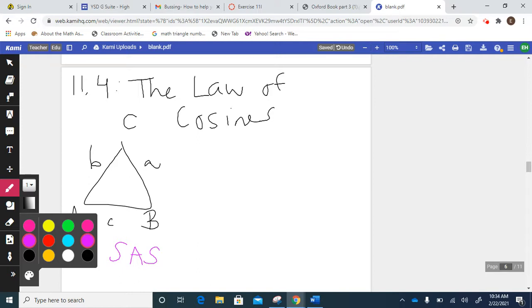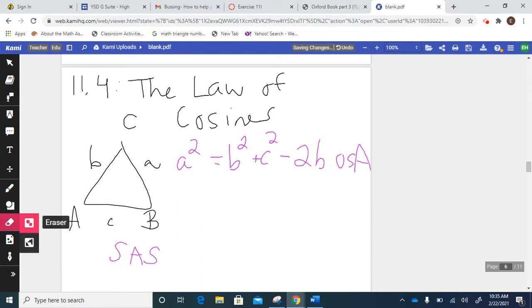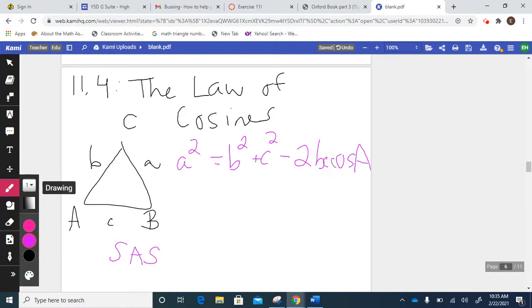So the law of cosines has a formula that looks like this. A squared equals b squared plus c squared minus 2bc cosine of angle A. I'm missing a c in there. 2bc, and then cosine. We'll put a capital C.